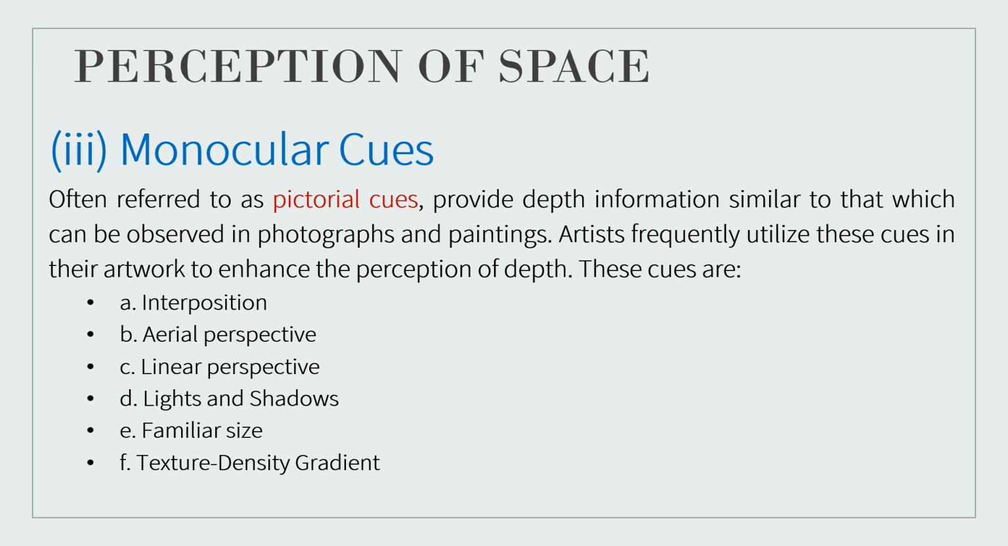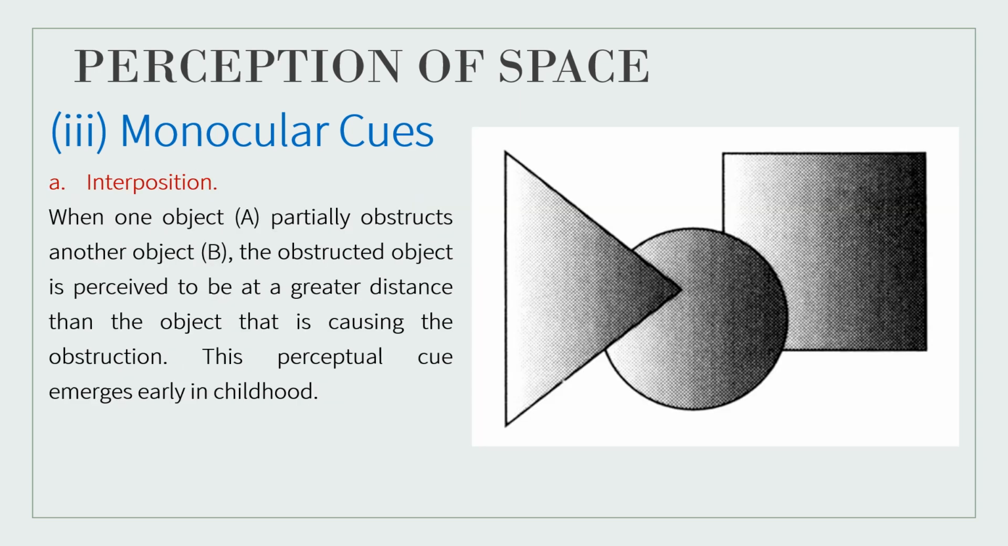Monocular cues are referred to as pictorial cues, which by means of a picture provide depth information similar to that which can be observed in photographs and paintings. And this is used frequently by artists. These monocular cues are interposition, aerial perspective, linear perspective, light and shadows, familiar size, texture and density gradient. What are these? We will look at it. This is the monocular cues.